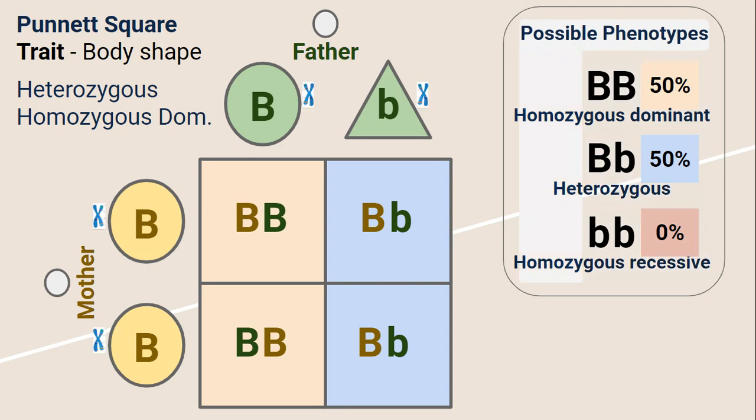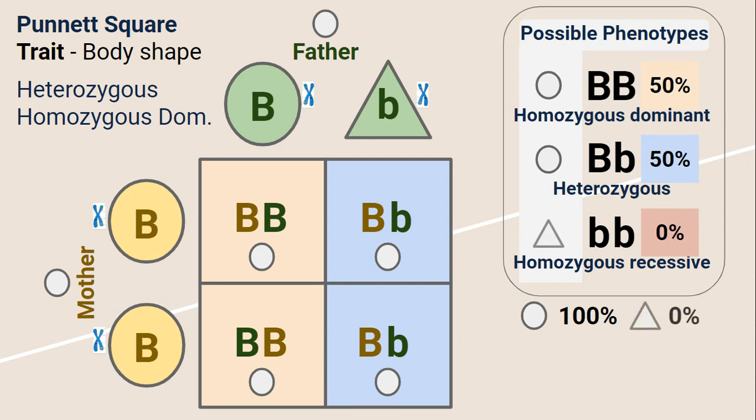Now, in terms of phenotypes, those babies are going to either be homozygous dominant, showing the round body phenotype, or heterozygous, showing the round body phenotype. So there's a 0% chance that they will have a triangle body and a 100% chance that they're going to have a round body. So these two parents could not have a triangle-shaped body offspring.